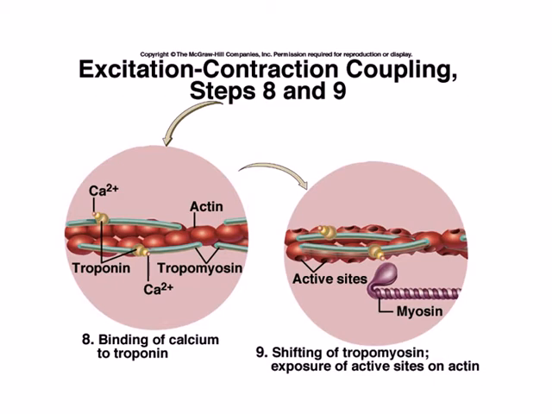Ionic calcium binds to the protein troponin. The result of this binding is a reconfiguring of the shape of tropomyosin, resulting in the exposure of the active sites on actin that bind with myosin.